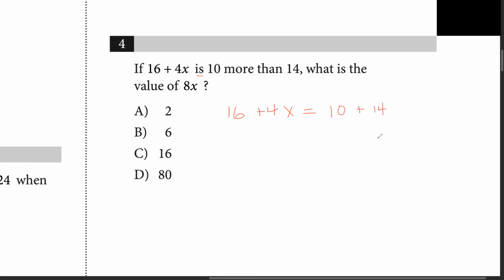So the way we want to do this is we want to combine like terms on both sides of the equation. So we've got this 4x on the left side, so we'll leave 4x over there on the left. And then we're going to subtract 16 from both sides. And that gives us 4x equals 10 plus 14 is 24, minus 16 is 8.